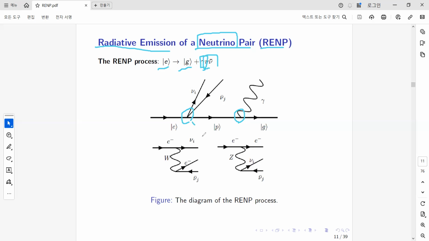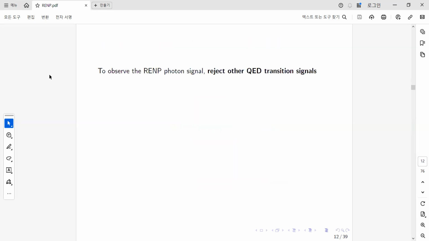The W boson and Z boson mediate the conversion between the electrons and neutrinos, as a charged current and a neutral current. Such a second-order weak interaction vertex requires an additional intermediate state P here. So this is the radiative emission of neutrino pair, RENP. We want to observe such an RENP photon signal.